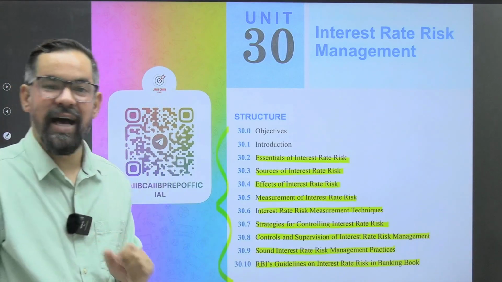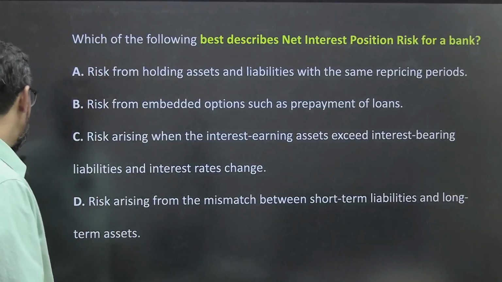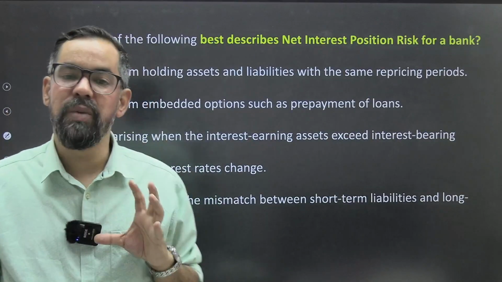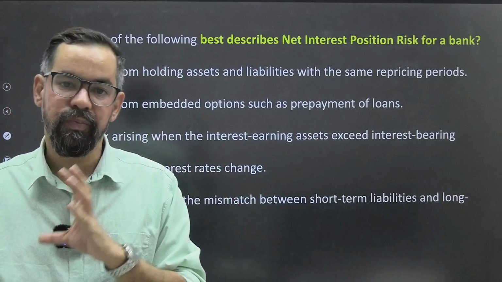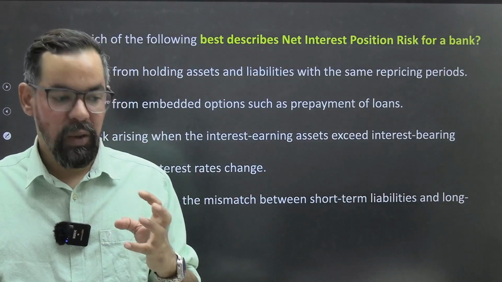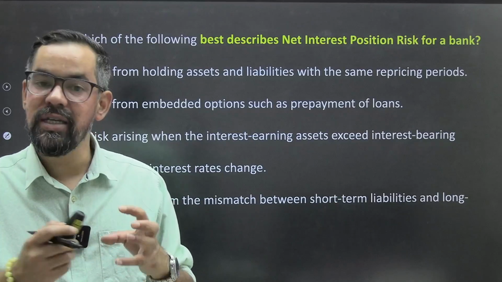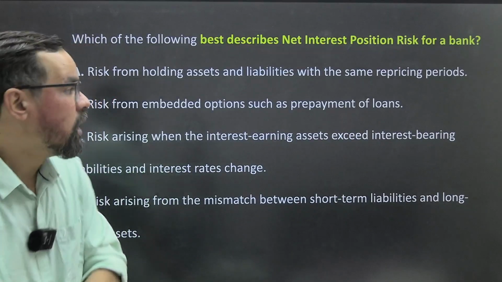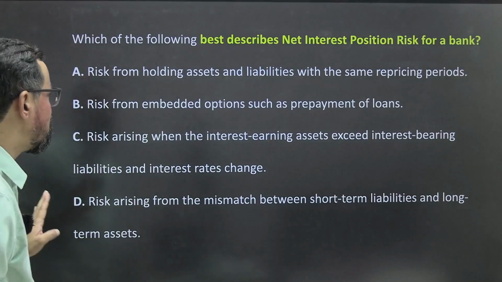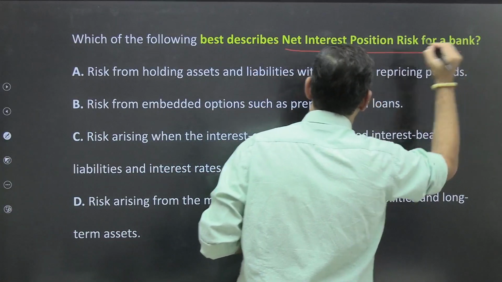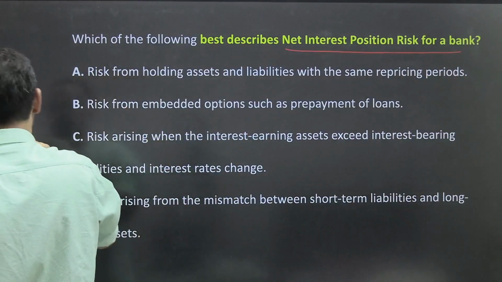We will start today's discussion with a very important first question, because if you have prepared this topic well in module B, you will easily be able to find the answer. So let's start with the first question: which of the following best describes net interest position risk for a bank?